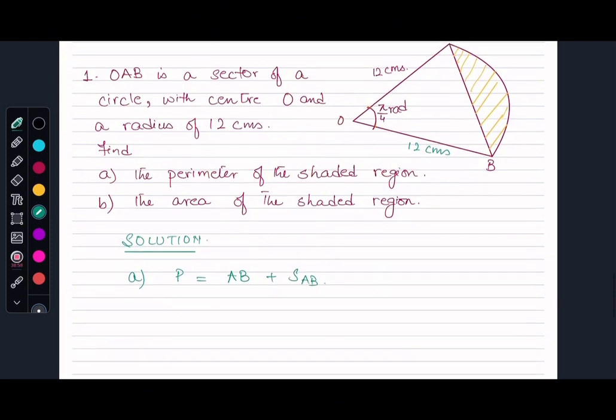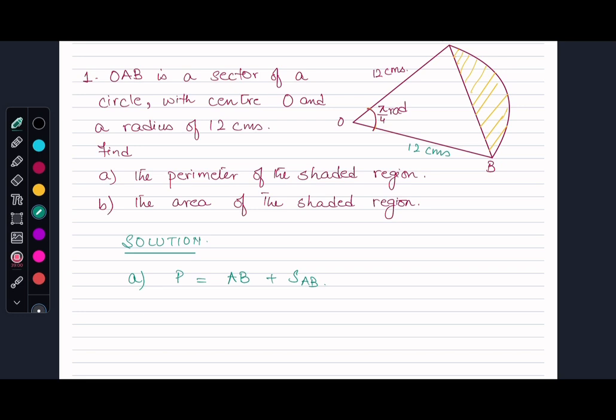It's very easy to find the arc length. I can say that the arc length has to be r theta. Theta is already given in the radian measure. So radius is 12 times pi by 4. So this arc length is going to be 3 pi. So I have the arc length, which shall be equal to 3 pi.